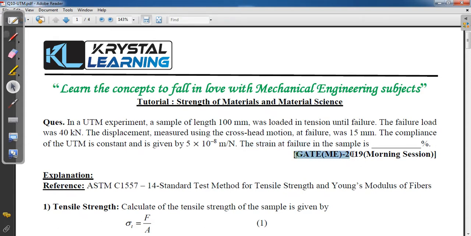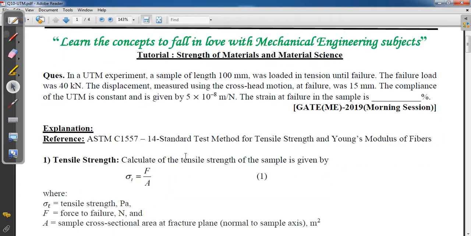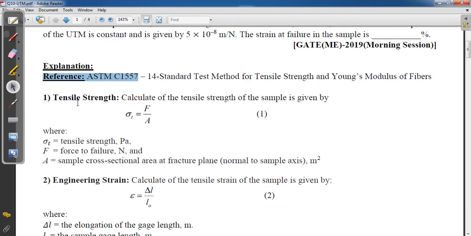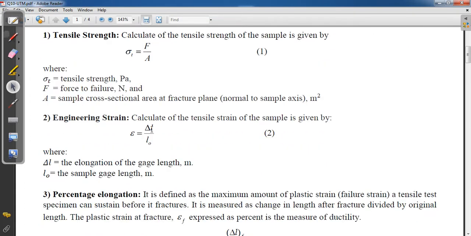So it came in GATE 2019 morning session. This is the reference taken, the standard method for tensile strain and Young's modulus. Before solving, let's see some definitions. Tensile stress we know is F by A, failure load divided by area in meter square. Engineering strain is the change in length upon the original gauge length.